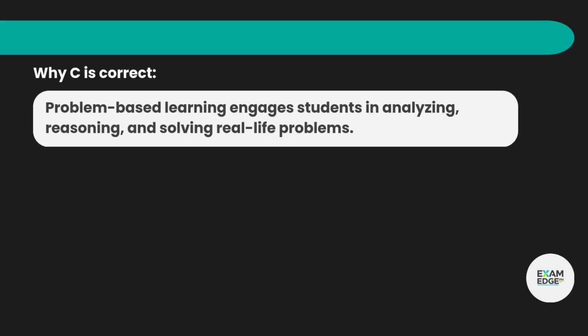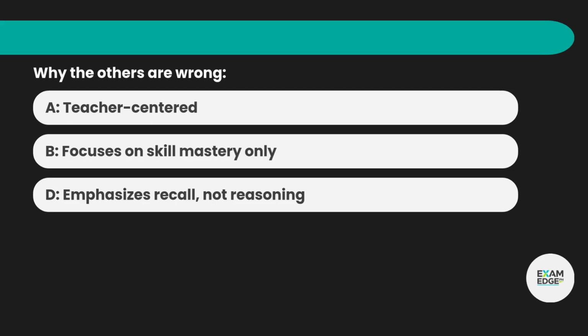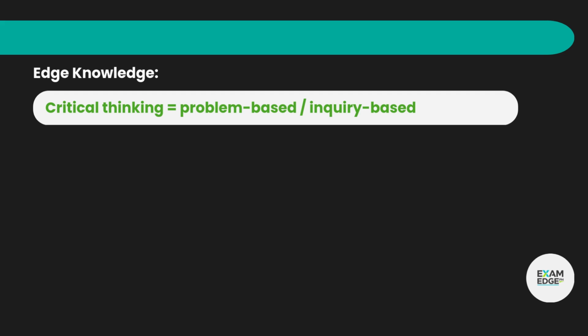Why C is correct? Problem-based learning engages students in analyzing, reasoning, and solving real-life problems. Why the others are wrong? A. Teacher-centered. B. Focuses on skill mastery only. D. Emphasizes recall, not reasoning. Edge knowledge: critical thinking equals problem-based, inquiry-based.